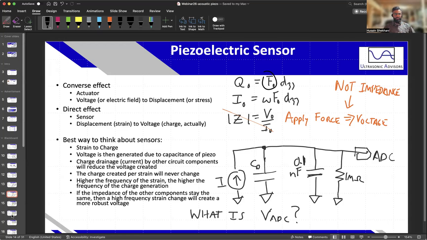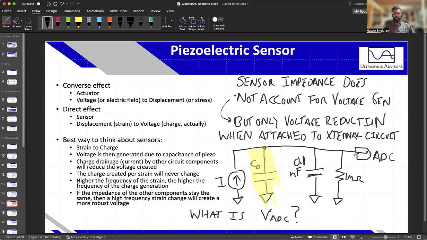And so we'll discuss more about that here. The sensor impedance doesn't really account for the voltage generation rate, but only the voltage reduction. So how the voltage which is generated in the open circuit condition, assuming a perfectly measured measurement circuit, which we're going to be comparing when we attach these components, representing the ADC and the cabling, how the voltage is reduced. That's what we're talking about when we're talking about the comparison between these two systems. All right.